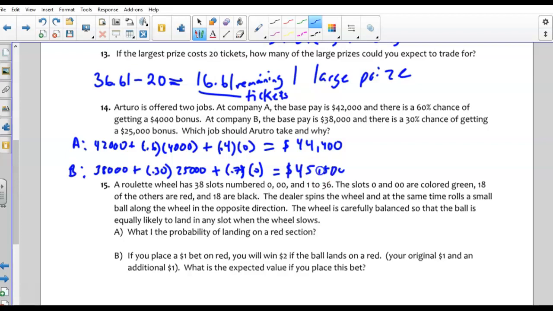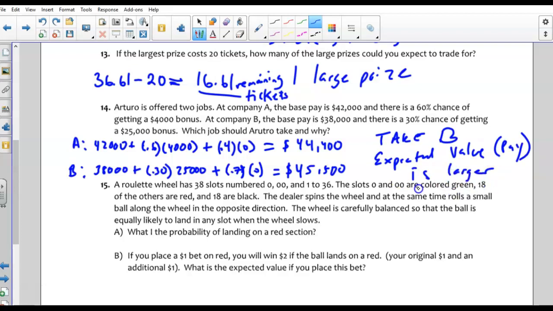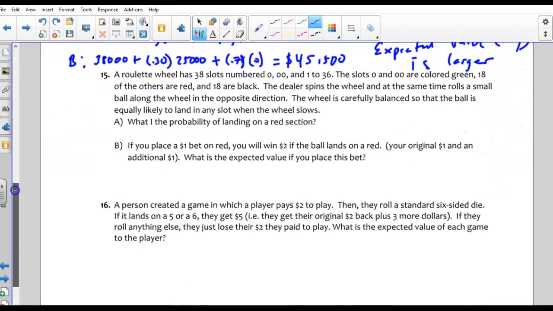45.5. Alright, 45,500. So right there, what that tells us is which one should he take and why. Take B. Why B? Because the expected value, or pay in this case, is larger. Alright, expected value is larger. Alright, 15.